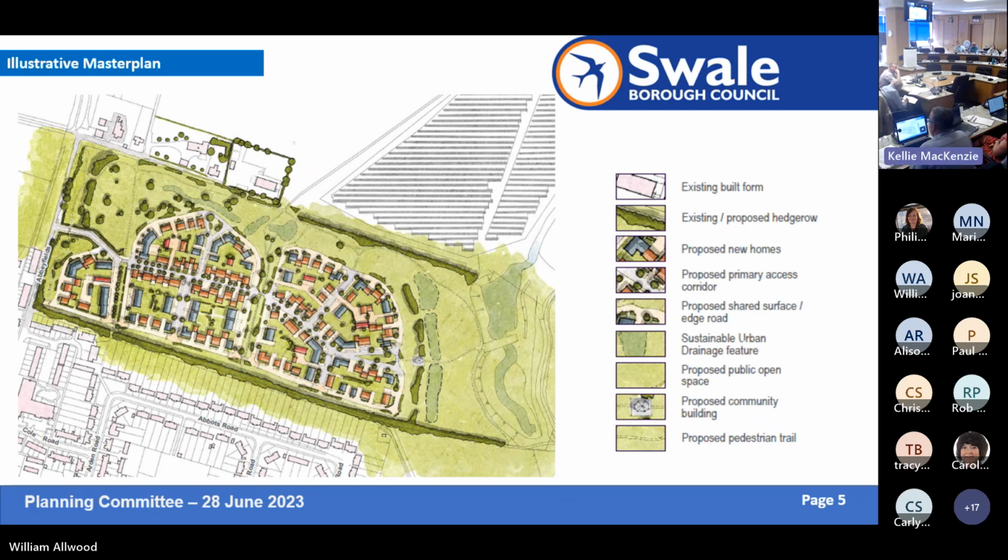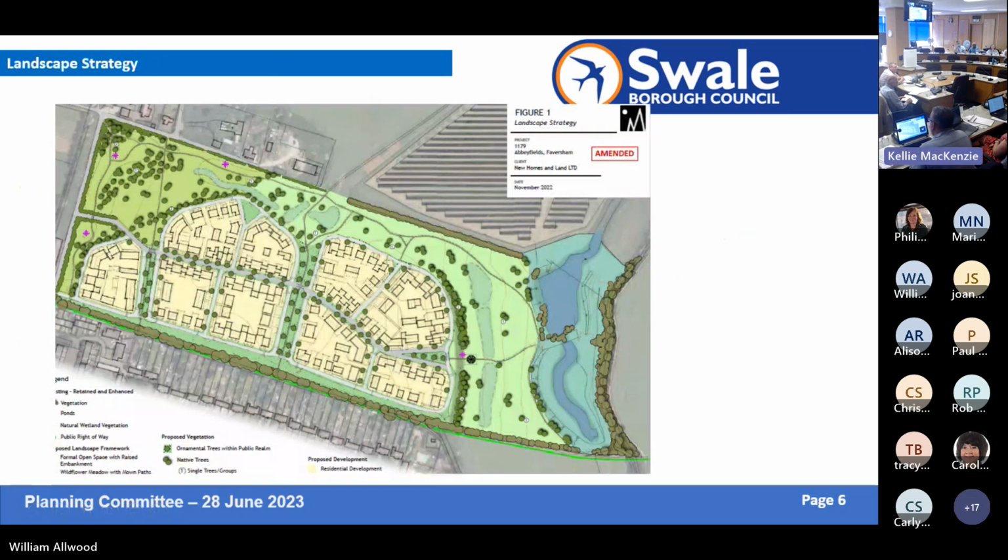This is a master plan showing a potential arrangement of the site in terms of the road layout, the primary, secondary, and tertiary road layout, and the disposition of dwellings within the site. This is a landscape strategy showing significant landscape treatment at the north, east, and west of the development.